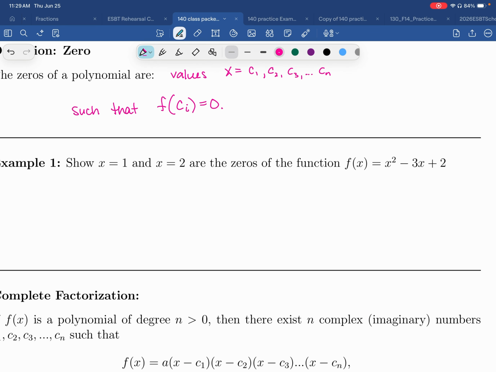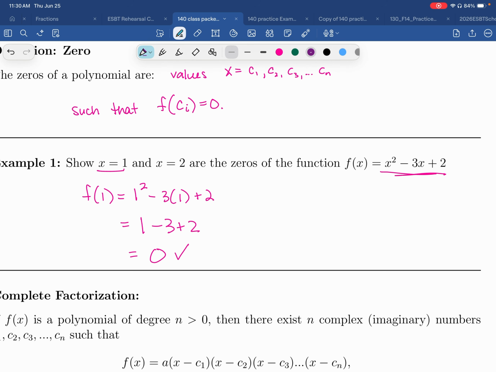Okay, so we're going to go ahead and show in our example that x equals 1 and x equals 2 are zeros of the function x squared minus 3x plus 2, which means all we're going to do is take each of our x's and plug it into our function and show that that becomes 0. So we want f of 1, meaning we're going to plug 1 in for the x. So that's 1 squared minus 3 times 1 plus 2. And if we simplify here, 1 squared is 1, 3 times 1 is 3, plus 2. And you've got 1 minus 3 is negative 2, plus 2 equals 0. And that one checks out.